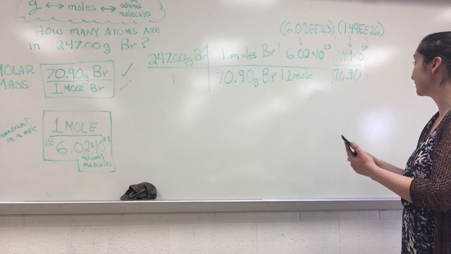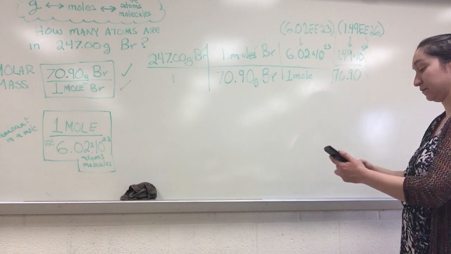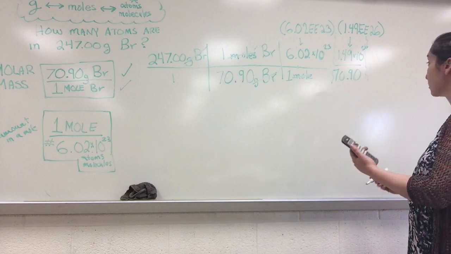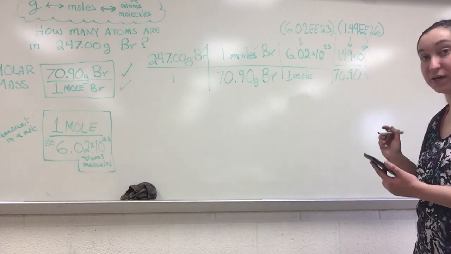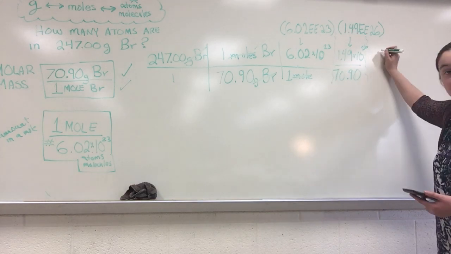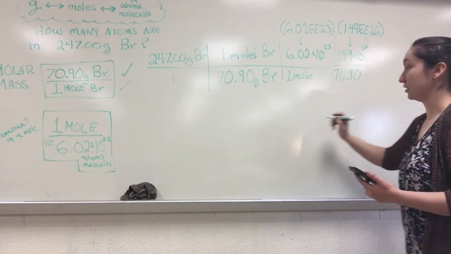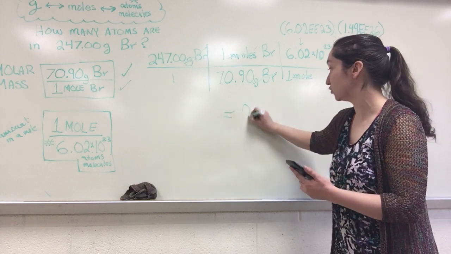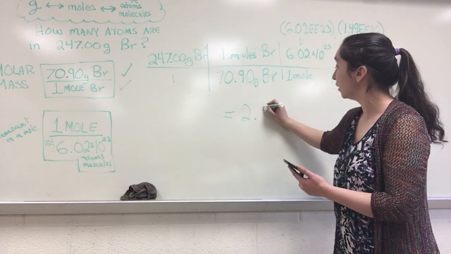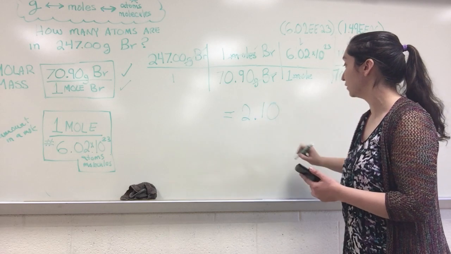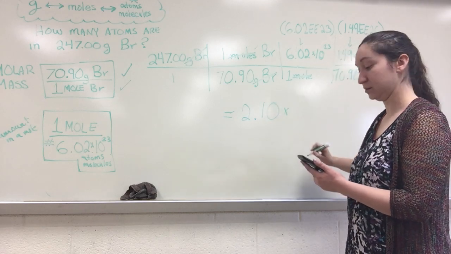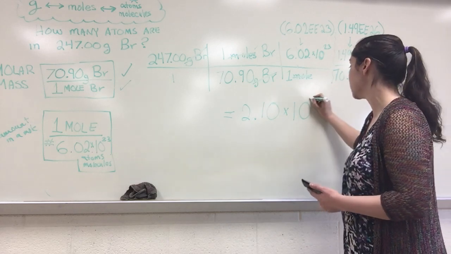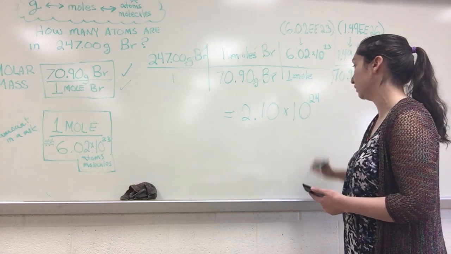Okay, we're going to divide this by 70. Right, our final answer, we're finally there. I'm gonna put it right here for us. Our final answer is 2.10 times 10, don't forget about your exponent, to the 24th power.